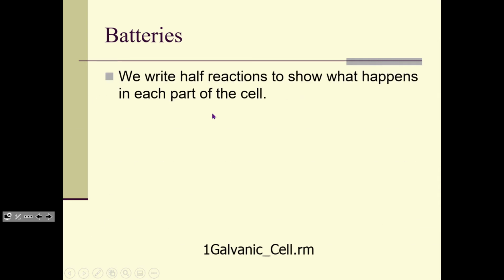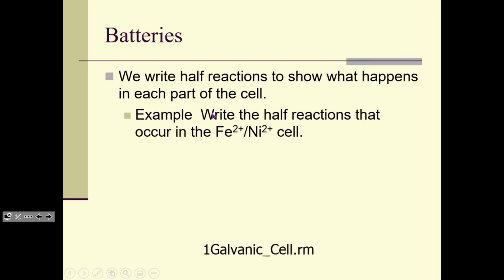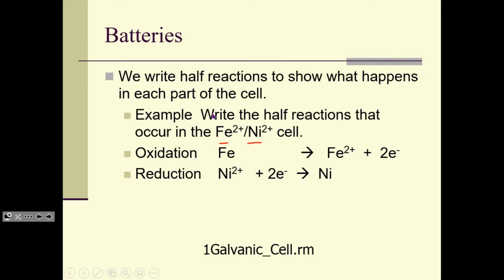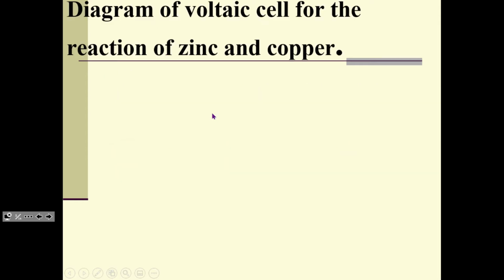We're going to write half reactions to show what happens in each part of the cell. When we write the half reactions, we're going to see which species is oxidized and which one is reduced. So here are what we call our half reactions. You would have one half reaction in each of the half cells, and together they make up the full reaction. So in this case, iron goes from an oxidation state of 0 to an oxidation state of 2+. And then here, nickel goes from 2+ to 0, so it is reduced.